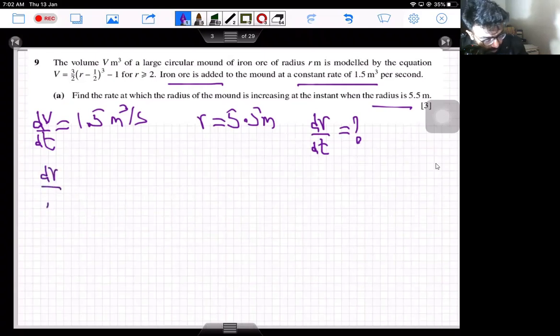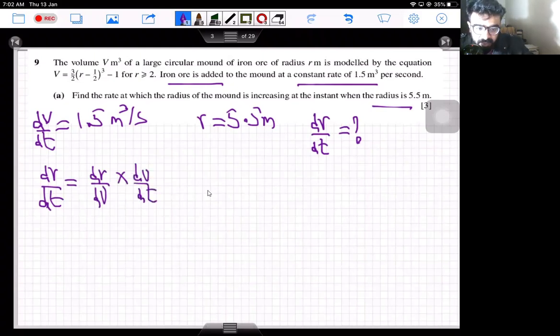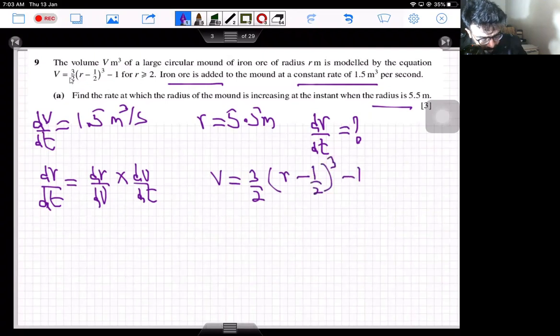So dr over dt will be equal to dr over dv multiplied by dv over dt. First of all, we need the value of dr over dv, and for that purpose, we will differentiate v with respect to r. This function is given to us, volume in terms of radius. Since we know that v is equal to 3 over 2 multiplied by (r minus 1 over 2) the whole thing cubed, and then minus 1.